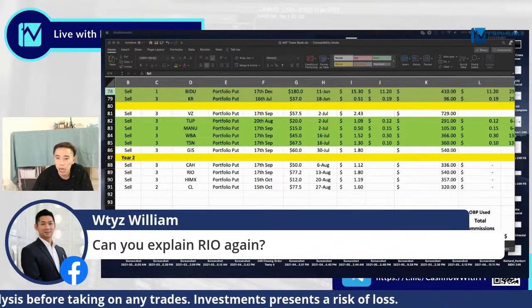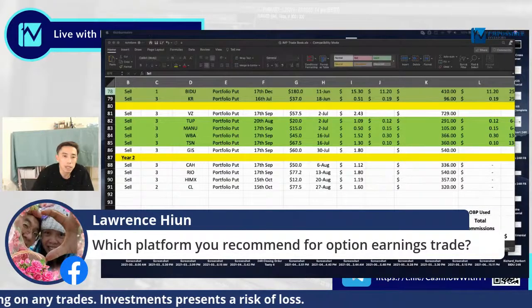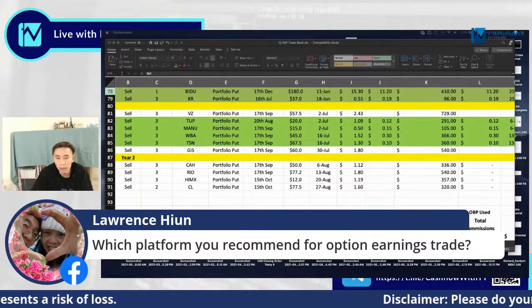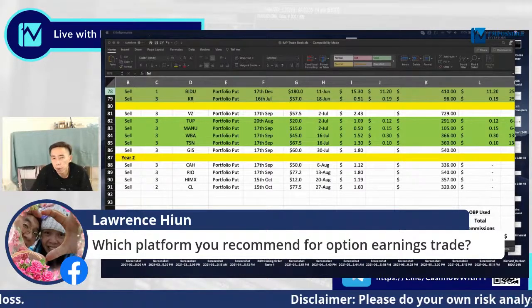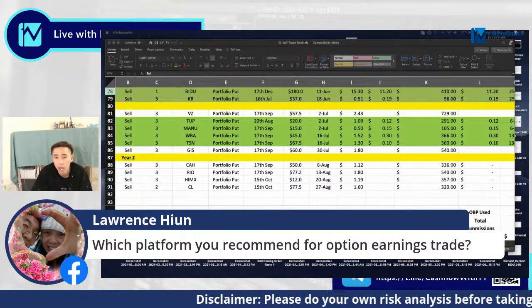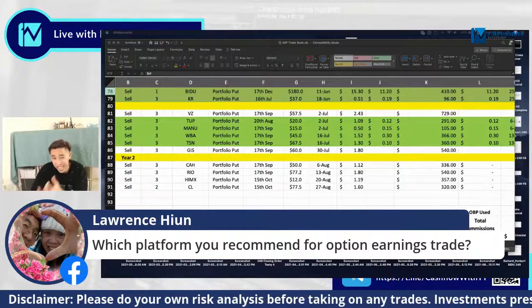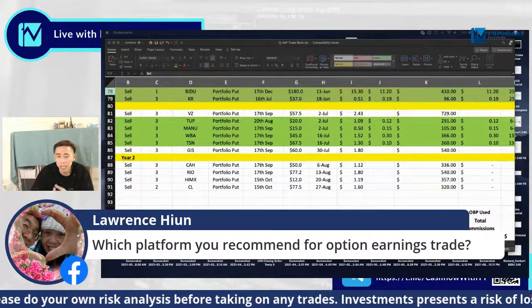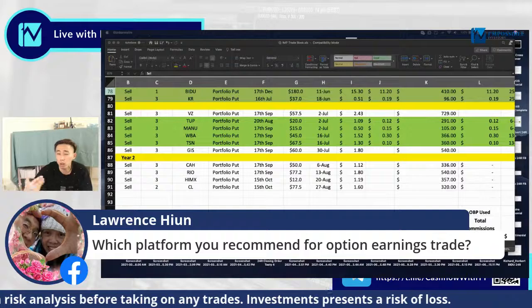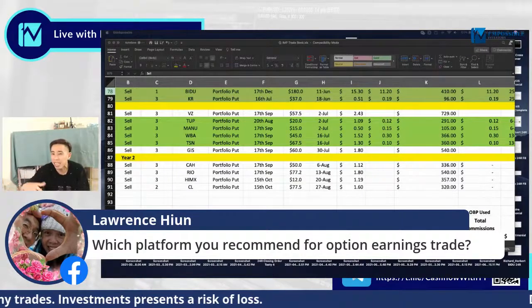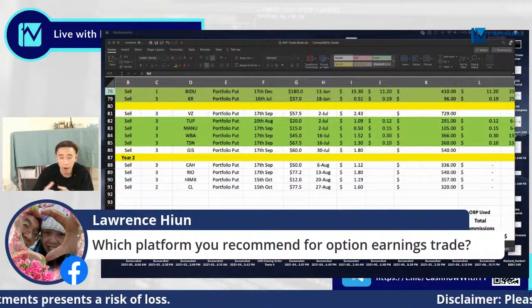Now, Lawrence, this is actually a simple question. If you look at cost efficiency, I would say that Tastyworks will probably work better for earnings-based trades. Why? Because they don't charge a commission for any closing trades. This system involves opening a trade and closing it the very next day, so with Tastyworks, we actually save one side of the commission cost.